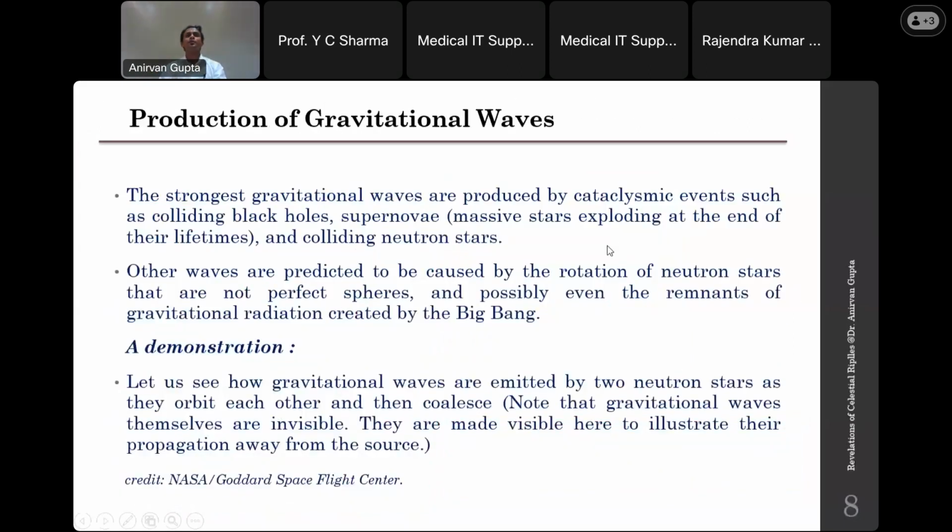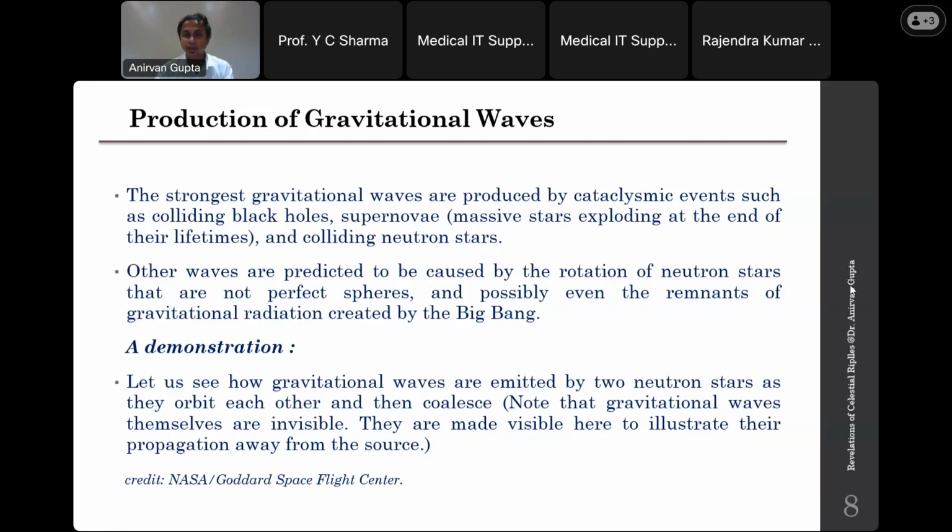Okay, so how are gravitational waves produced? The strongest gravitational waves are produced by cataclysmic events, such as the collision of black holes, or supernovae, which are massive stars exploding at the end of their lifetimes, or colliding neutron stars. Other waves are predicted to be caused by the rotation of neutron stars that are not perfect spheres, and possibly even the remnants of the gravitational radiation created by the Big Bang.